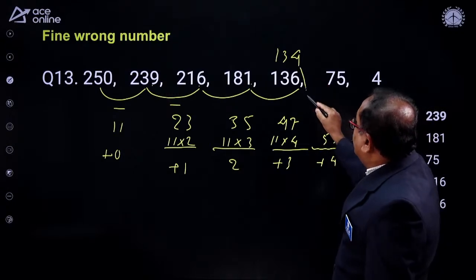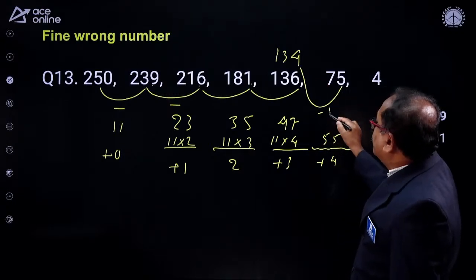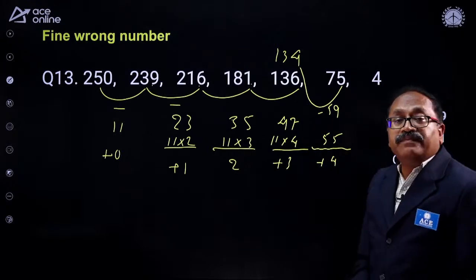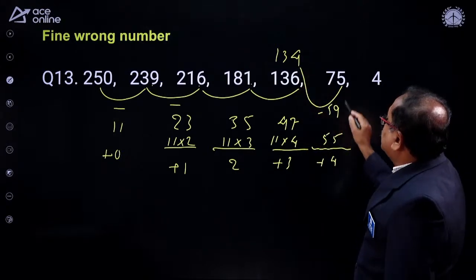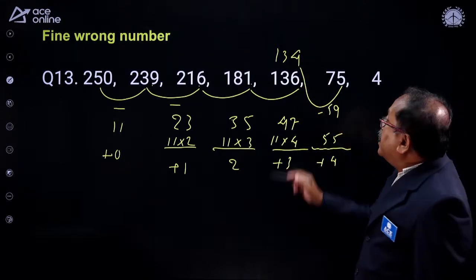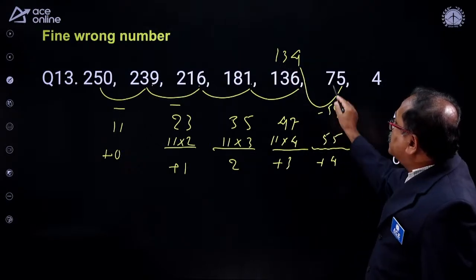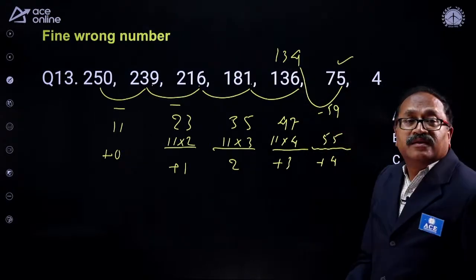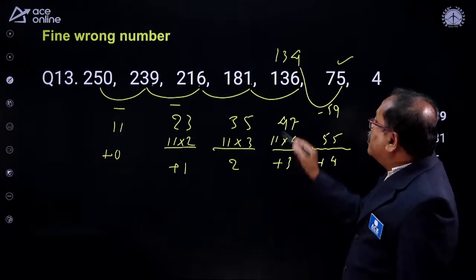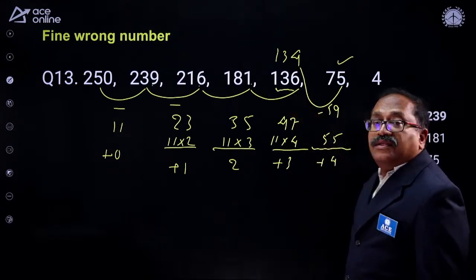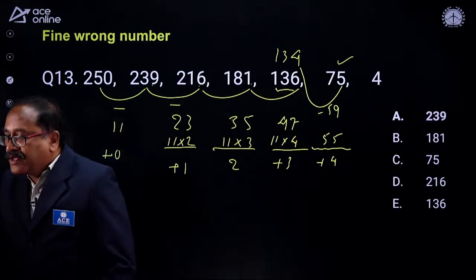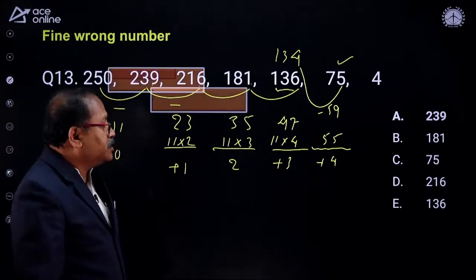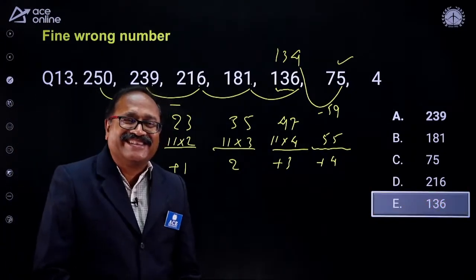So from this number, if I subtract 59, will I get 75? That is 14 minus 9 is 5, and 12. 12 minus 5 is 7. Yes, that's right. Therefore, the wrong number is 136. किसी ने आंसर किया? Wrong number 136, option choice E.